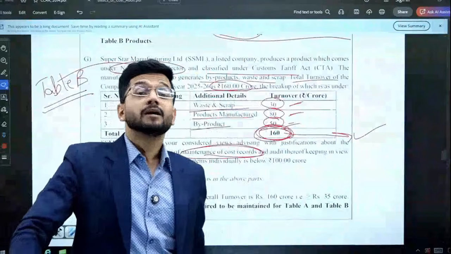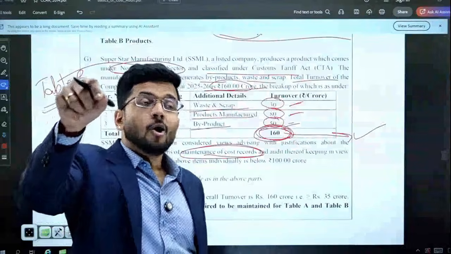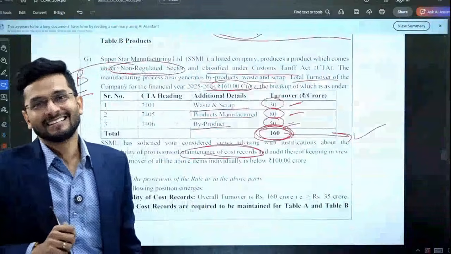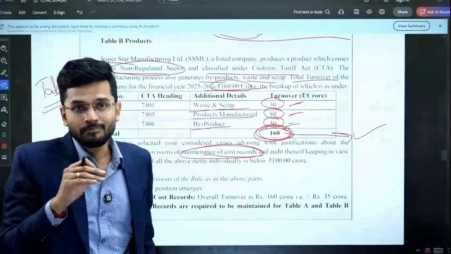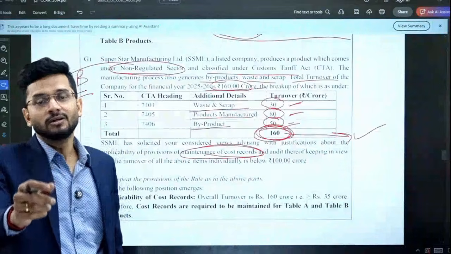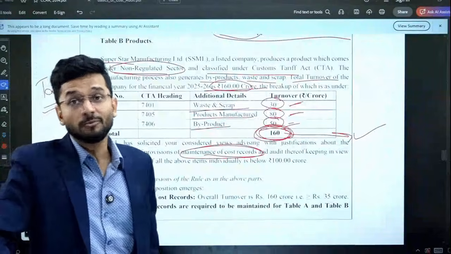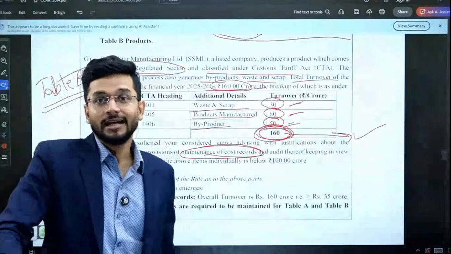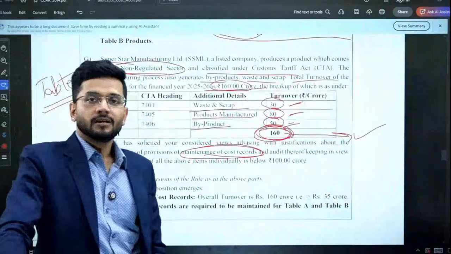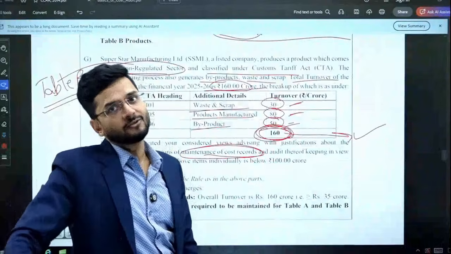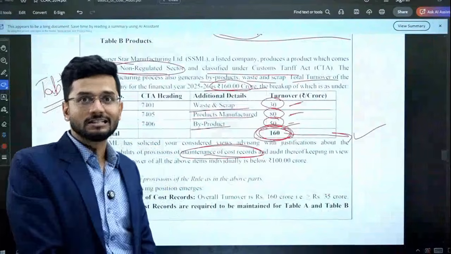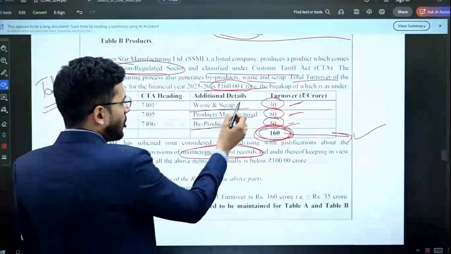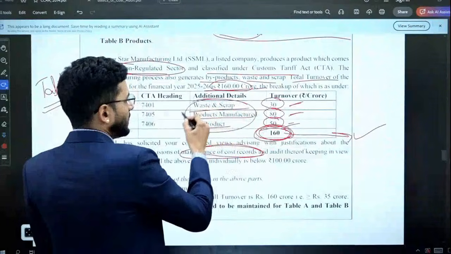The second condition is that individual products on which rule 3 is applicable, turnover of those should be 35 crores or more. Individual products for which rule 3 applies should be 35 crores or more. Now the question is, guys, on what all products will rule 3 be applicable?